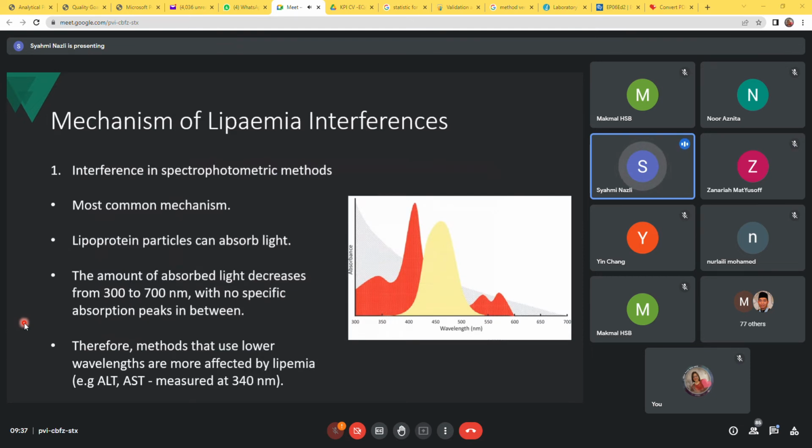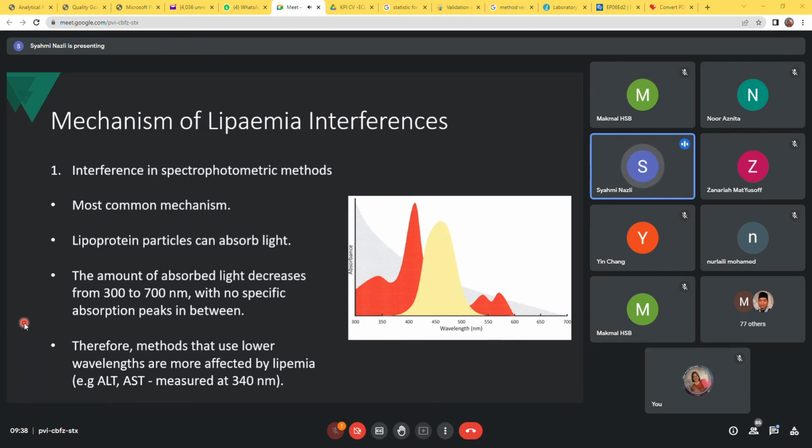So next I will discuss the mechanism of this lipemia interference. There are actually 4 mechanisms of lipemic interference. The most common one is the interference in the spectrophotometric methods. Spectrophotometric method means we use light to detect the analyte values. Most of our routine tests use this spectrophotometer.